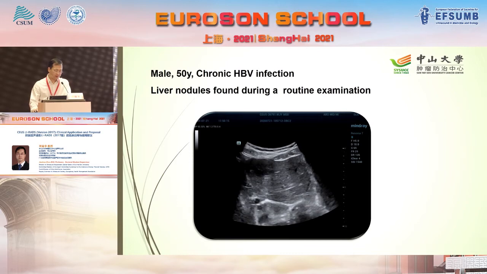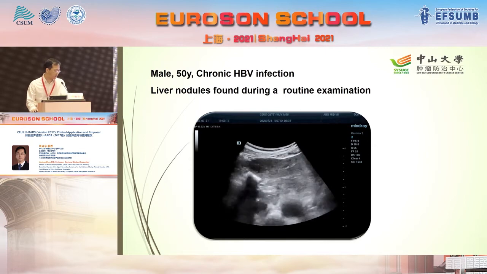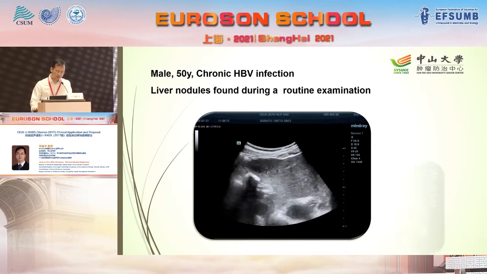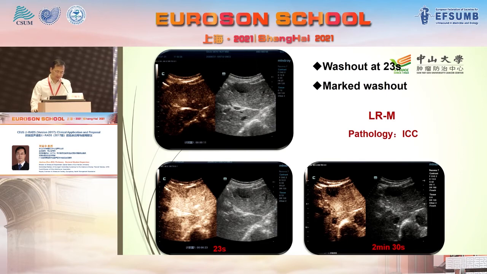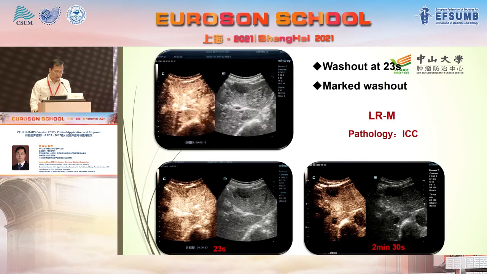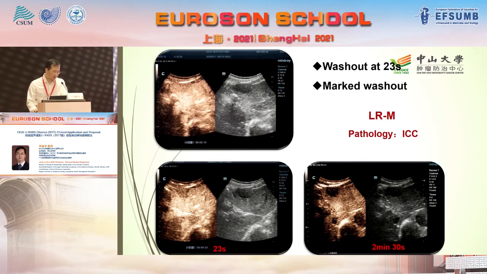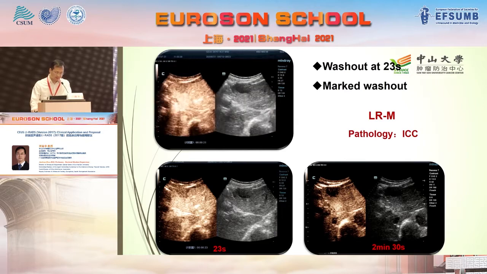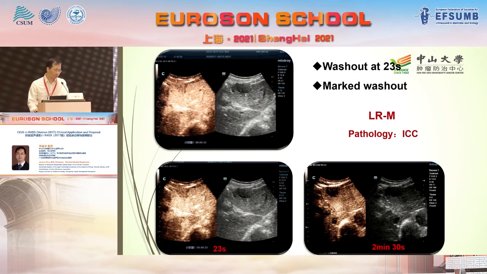It's a 50-year-old male patient with chronic HBV infection. A hypoechoic lesion was found in segment 3. The lesion shows iso-enhancement at arterial phase, and washout was detected at 23 seconds. The lesion was classified as LR-M, and marked washout was detected at 2 minutes and 30 seconds. The lesion was classified LR-M. It's confirmed to be intrahepatic cholangiocarcinoma by pathology.